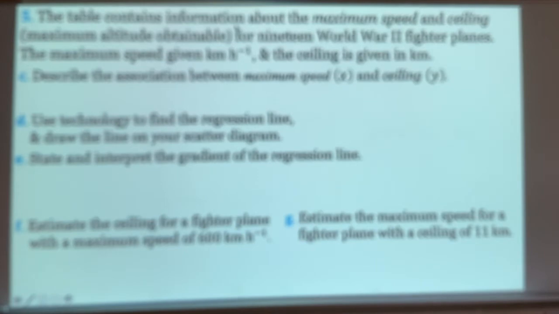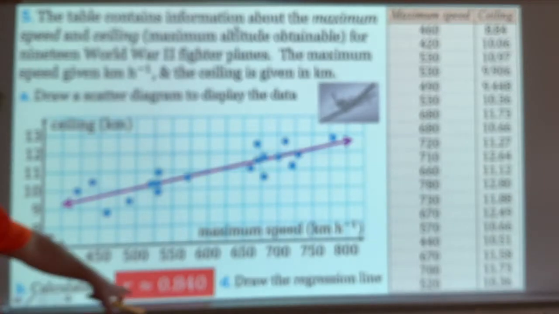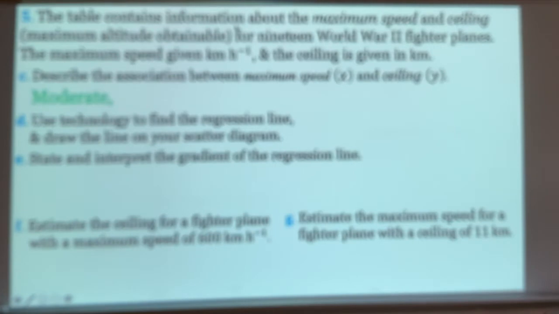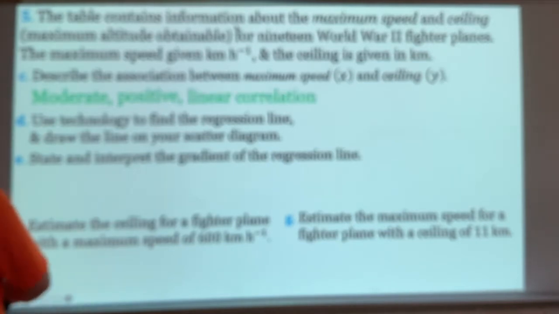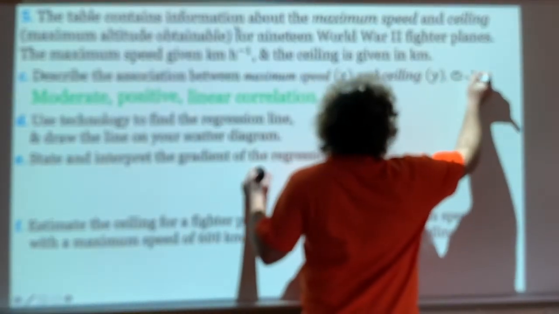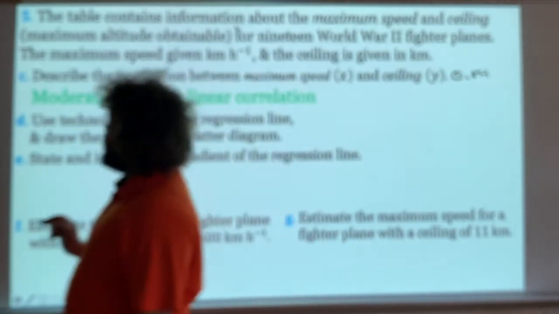All right, table contains information, maximum speed, ceiling. All right, so describe the association. R equals 0.84, so it's not very strong, but it is a moderate, okay? So it's moderate, it is positive, and it is a linear correlation. And that's because it was 0.84. All right?